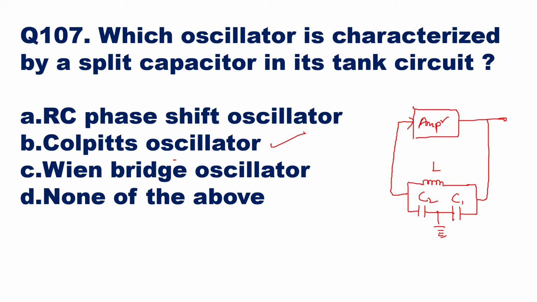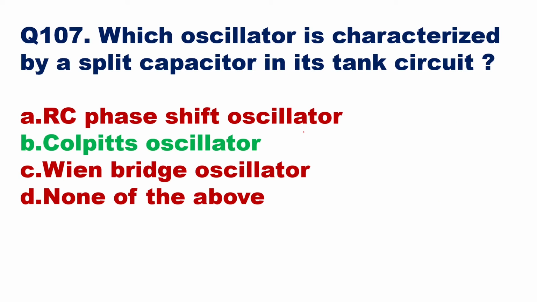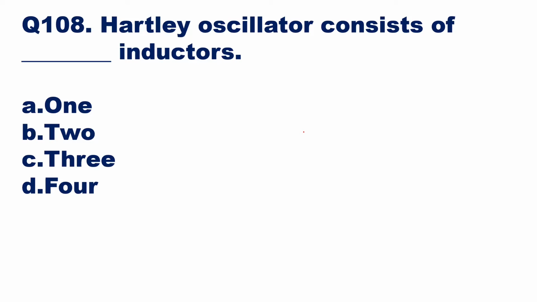Colpitt's oscillator is one in which you have a split capacitor in the tank circuit, which is the feedback network. So here you can see option B is the right answer, Colpitt's oscillator. Then we'll go to question number 108.